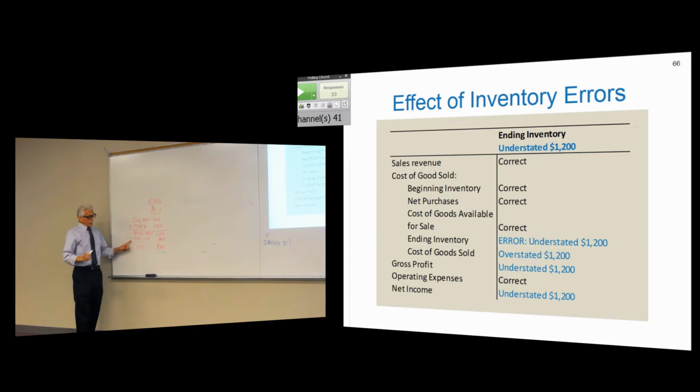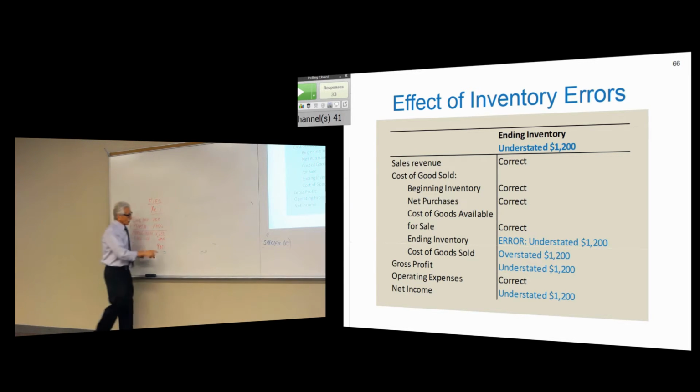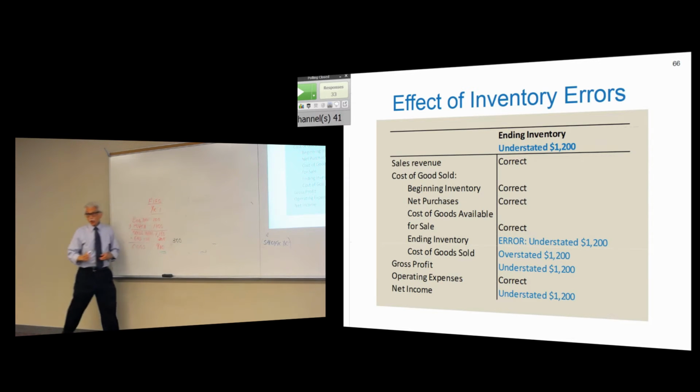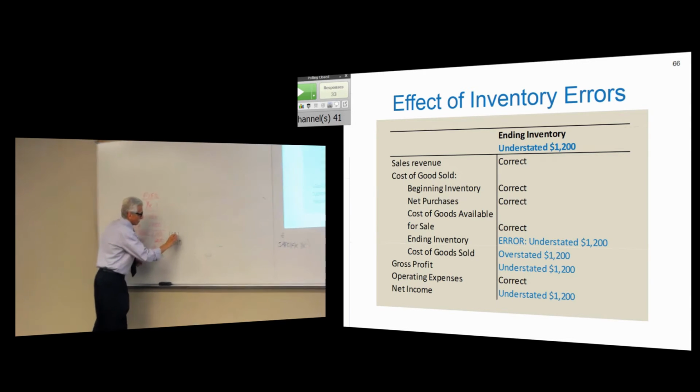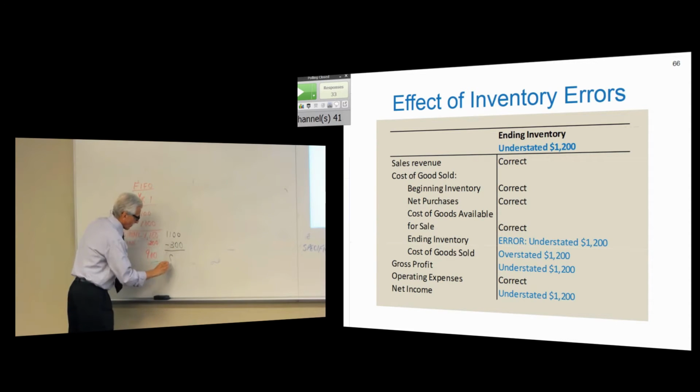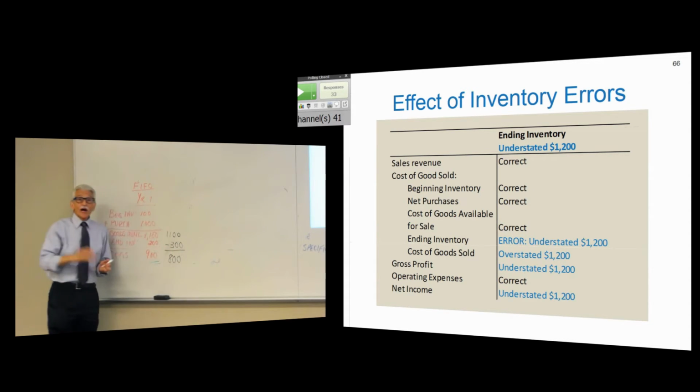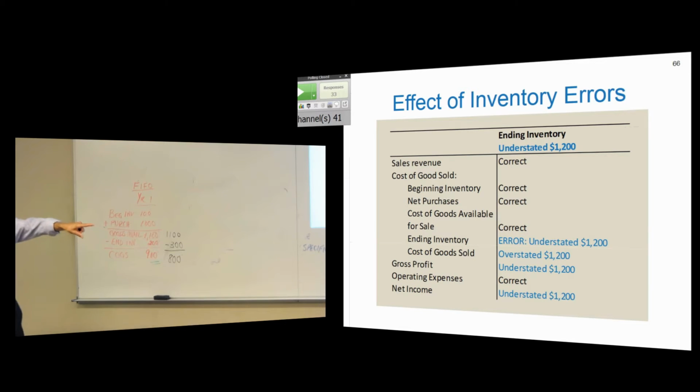The higher the ending inventory, the lower the cost of goods sold, and profit goes up. So let's say, for example, I make a mistake here, and I make the inventory, let's say, 300. What happens to cost of goods sold? The higher the ending inventory, what happens to COGS now? How much would it be? 1,100 minus 300 is going to be 800. So the higher the ending inventory, the higher your profit.